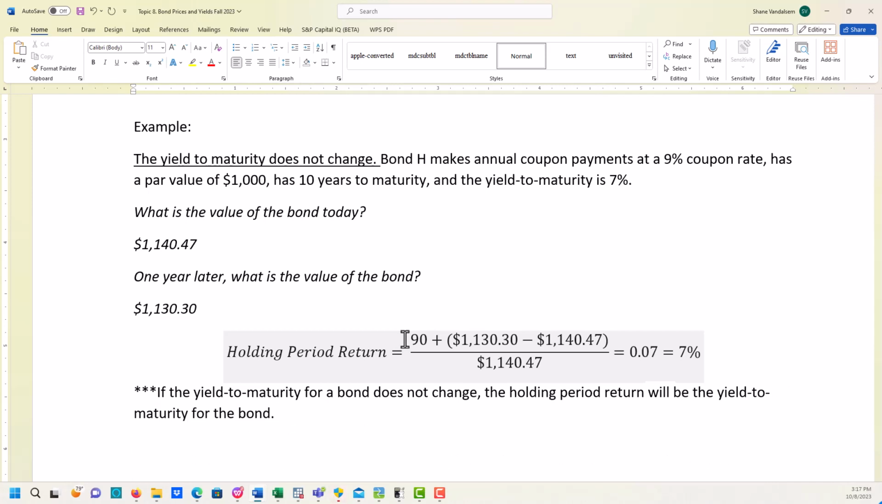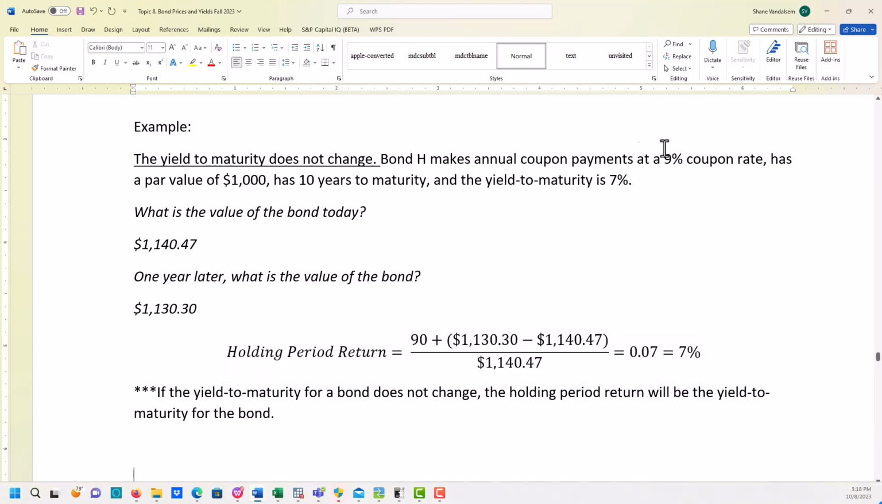So let's change one thing in this problem now. For a long period of time, from about 2008 through 2022, we had incredibly low interest rates. And as a result, investors in general didn't want to invest in long-term bonds because of what happens to the value of the bond whenever interest rates increase.